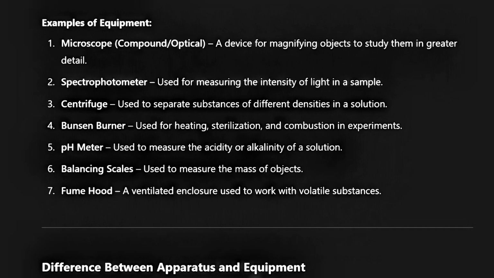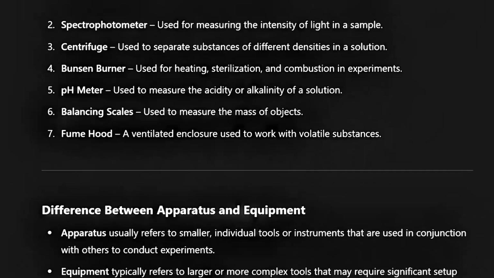3. Centrifuge, used to separate substances of different densities in a solution. 4. Bunsen burner, used for heating, sterilization, and combustion in experiments. 5. pH meter, used to measure the acidity or alkalinity of a solution. 6. Balancing scales, used to measure the mass of objects. 7. Fume hood, a ventilated enclosure used to work with volatile substances.